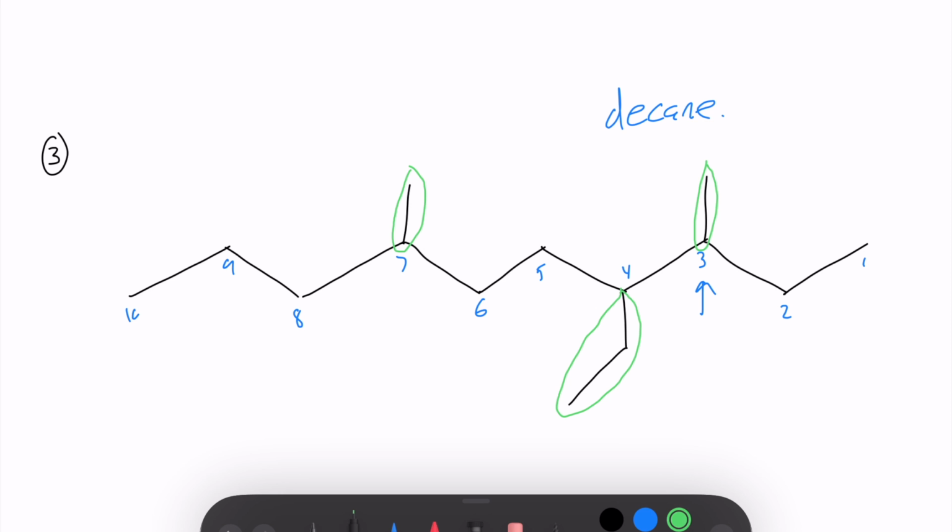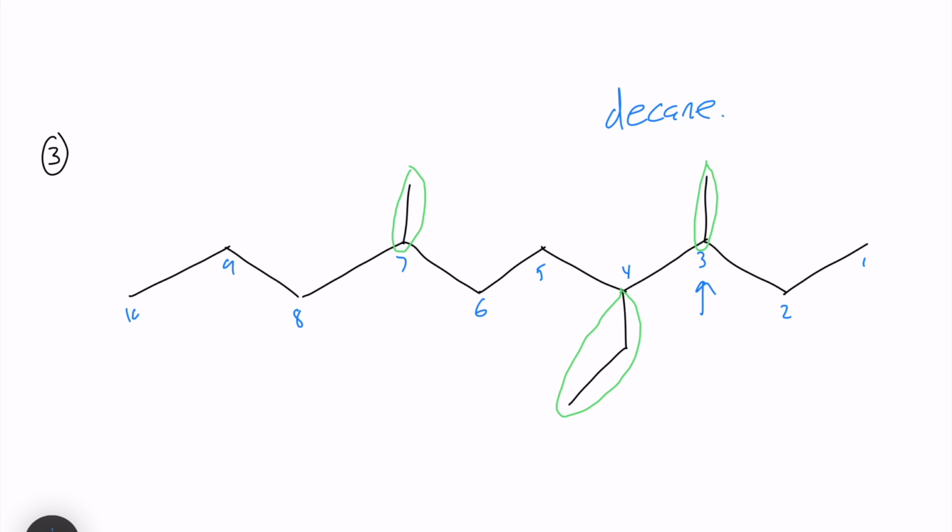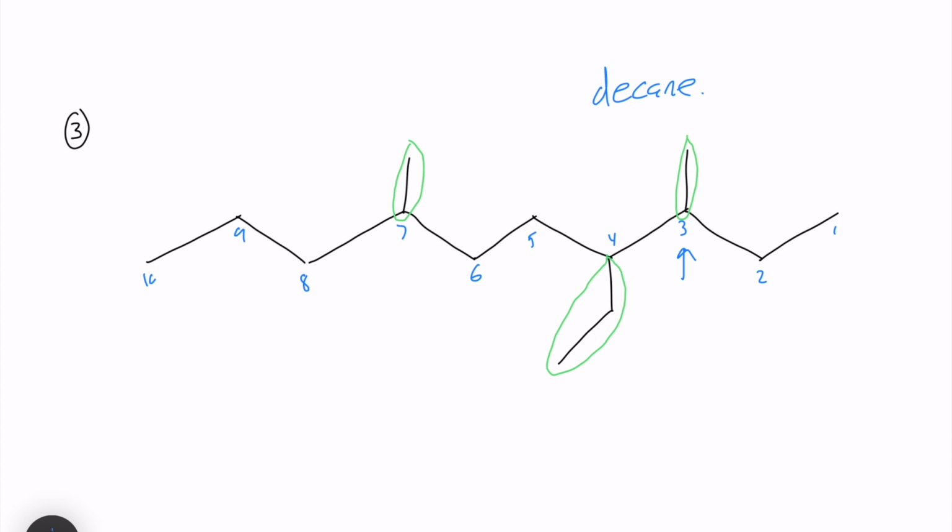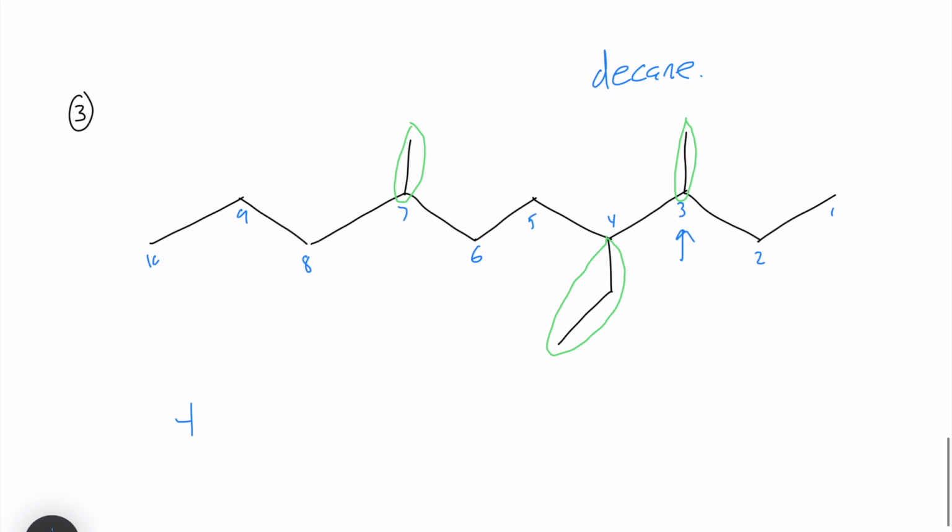Okay, so we must take these into account while naming this. And remember from our rules above, we must put these alkyl groups into alphabetical order. So we have both methyl and ethyl groups. So according to alphabetical order, the ethyl group should come first. So we can start off by saying 4-ethyl. And we must name our methyl groups now. So we have 3, 7.